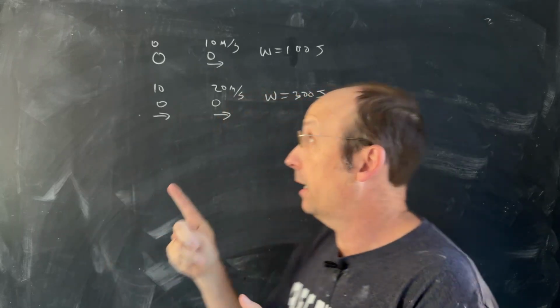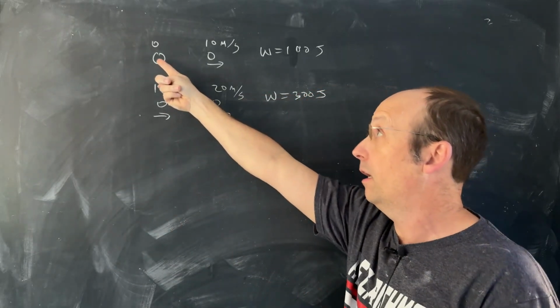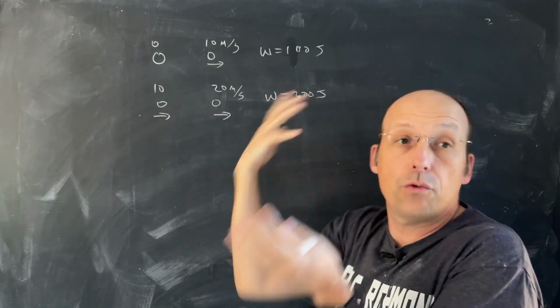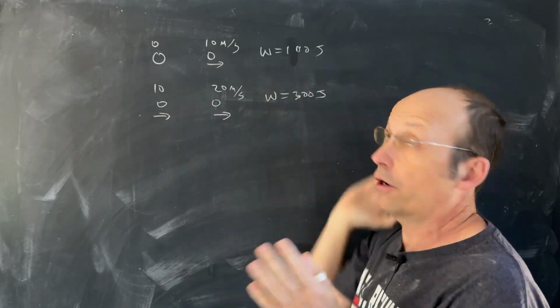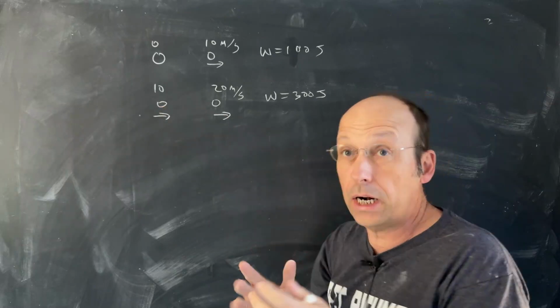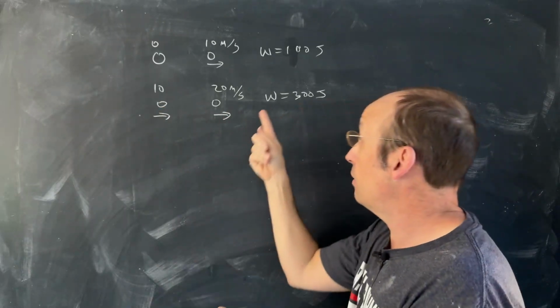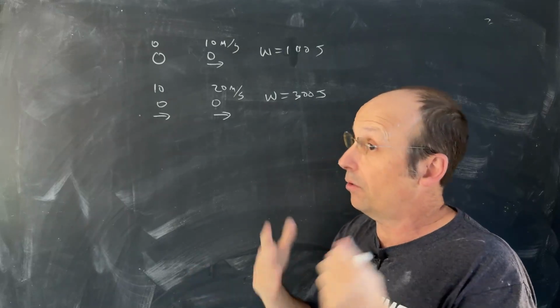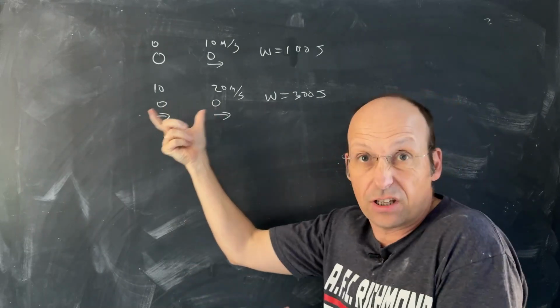The problem was online. It was people talking about this situation where you had an object going from 0 to 10 meters per second, and then if you calculate the change in kinetic energy, you get 100 joules. If you go from 10 to 20, the same change in speed, then you get a work done, a change in kinetic energy of 300 joules. And so those are not the same, even though it's essentially the same change in speed.